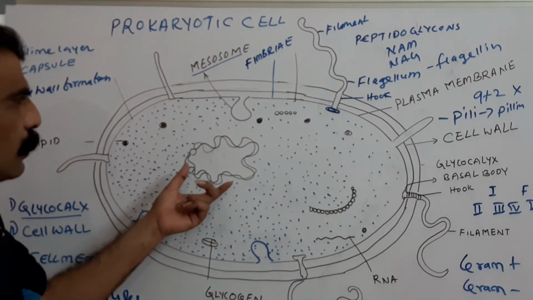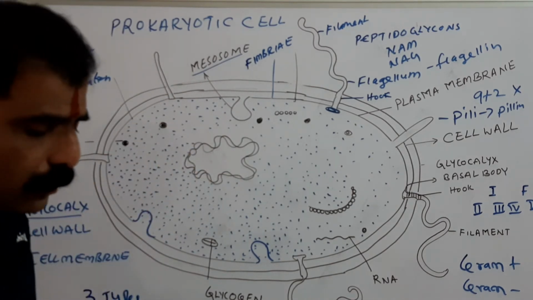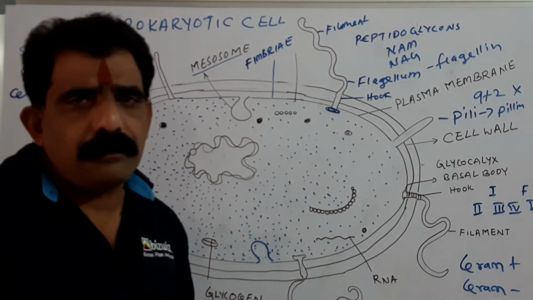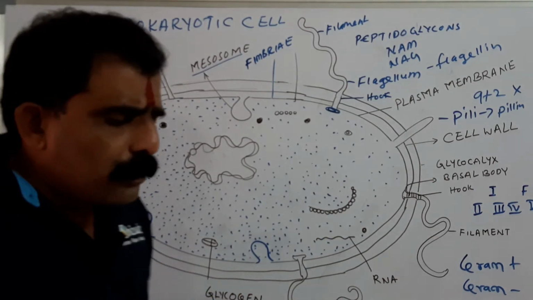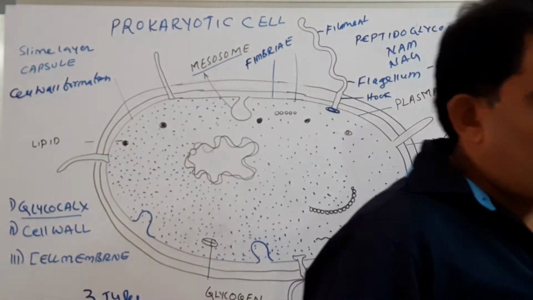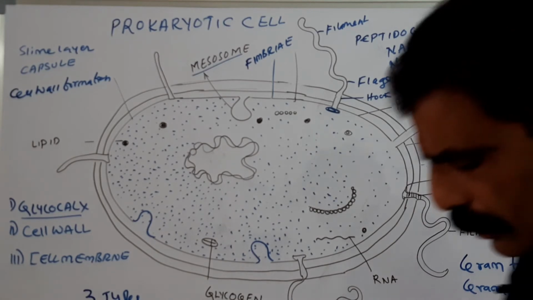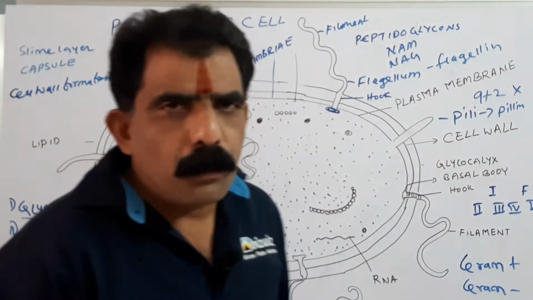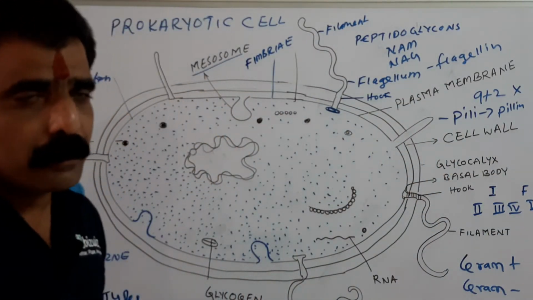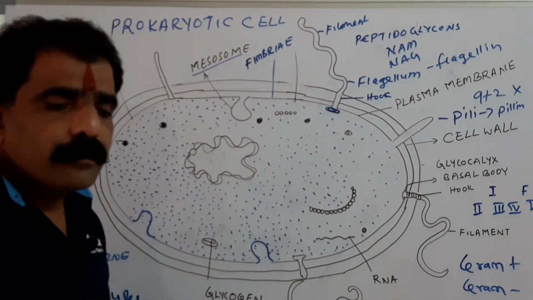Coming to the nucleus of the prokaryotic cell. Actually, here the nucleus is absent. A well-organized nucleus is absent. But representing the nucleus, a naked DNA is present, like this.